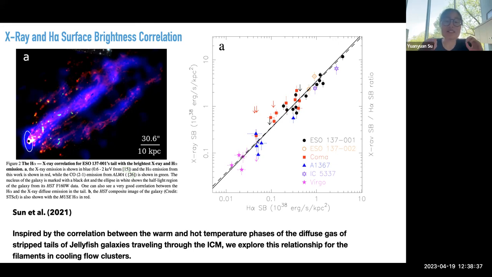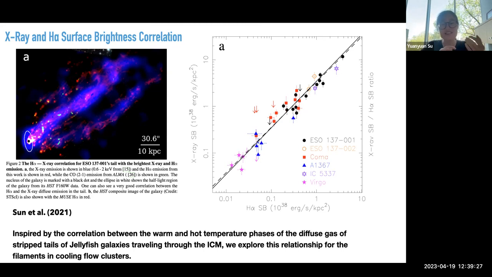And so inspired by this work, we think it's highly motivated to take a look at what's going on at the cluster centers, whether we can see relations like this. But cluster centers are much more difficult to study compared with jellyfish galaxies, because jellyfish galaxies are typically outside the cluster core, where the surrounding intracluster medium is much fainter. And so one can directly identify what's the X-ray emission associated with the galaxy tail itself. But at cluster centers, it's the brightest part of clusters, orders of magnitude brighter in X-ray. And it's just so much contamination.